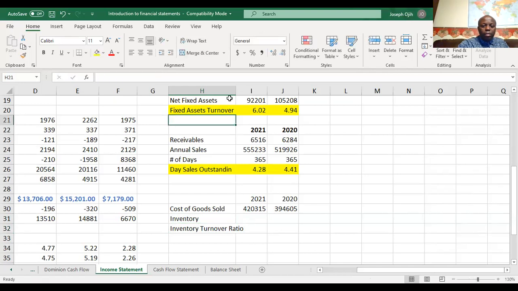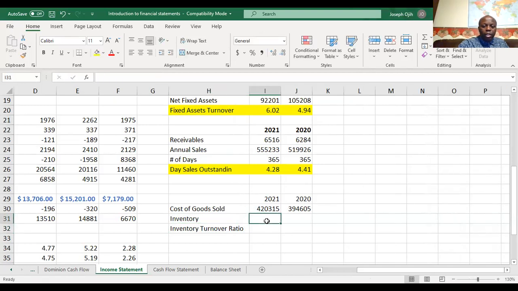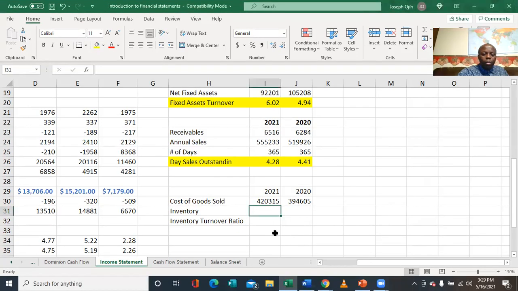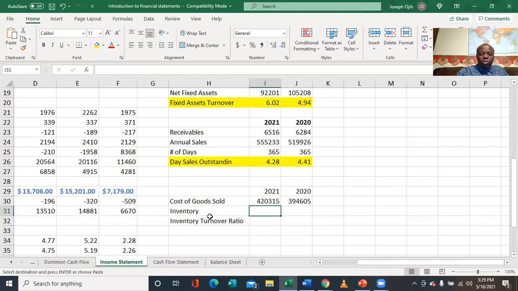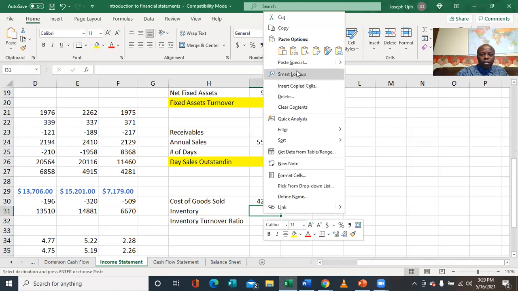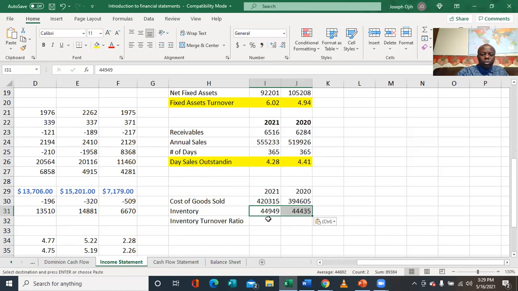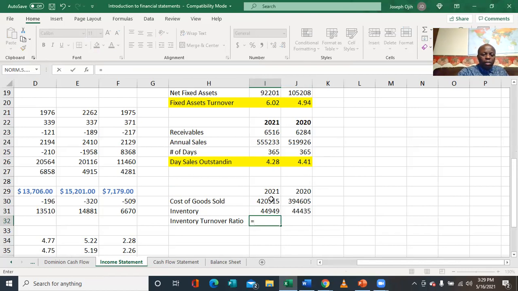Okay, I'm going to make it a little bit bigger. So let's see the inventory. We can get the inventory from the balance sheet. That's where they have the information about the inventory. So the Walmart balance sheet will give us right here, the inventories are right here. So you can see it right here. Inventory. Copy it. And then I'll take you to the income statement where I'm doing most of the calculation. I'm going to paste it here. So the inventory turnover ratio now equals cost of goods sold divided by the inventory.